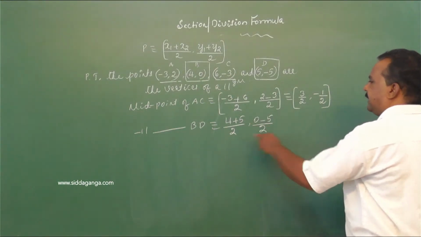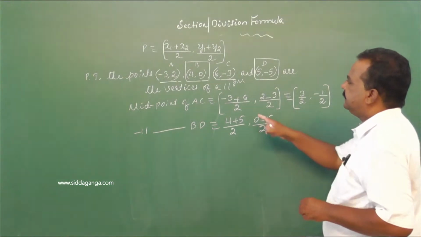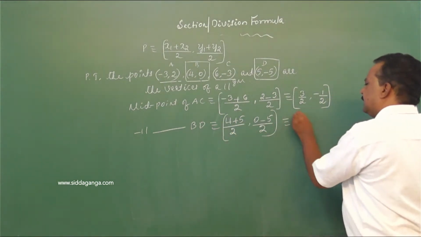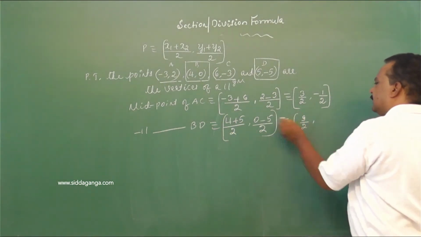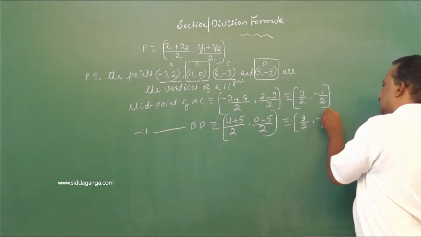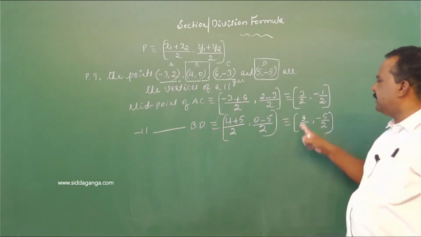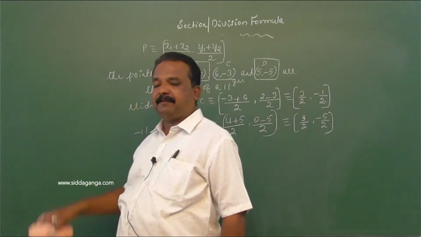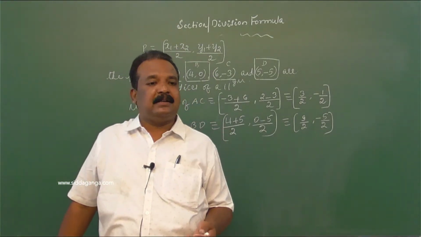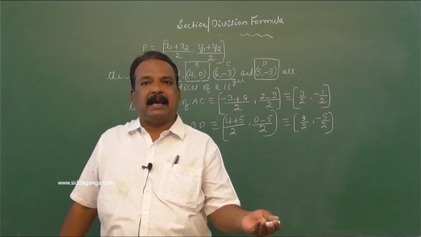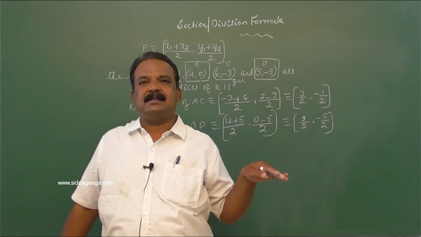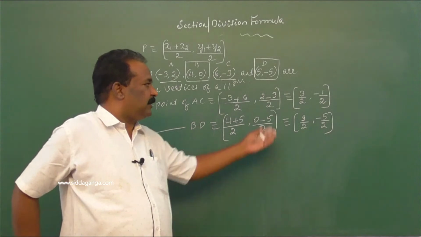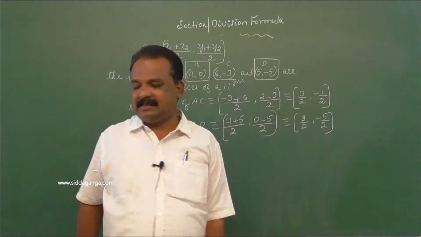4 plus 5 by 2, and then 0 minus 5 by 2. This is 9 by 2, minus 5 by 2. See, the midpoint of AC is not equal to the midpoint of BD. Therefore, for the given vertices, do not take it as prove; take it as verify. The given points are not the vertices of a parallelogram. They are the vertices of a general quadrilateral. Okay. Yes, exactly correct. 9 by 2, minus 5 by 2. These two midpoints are not the same.